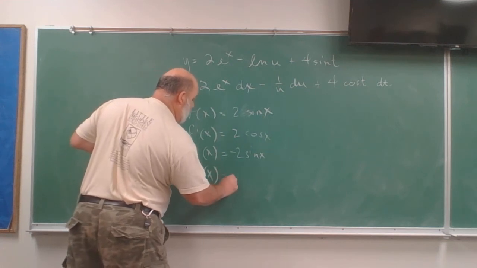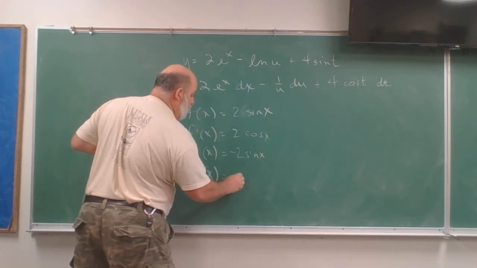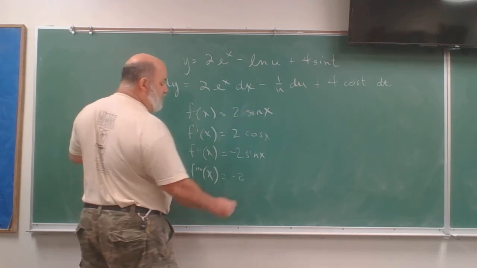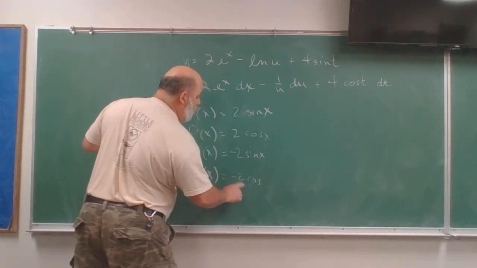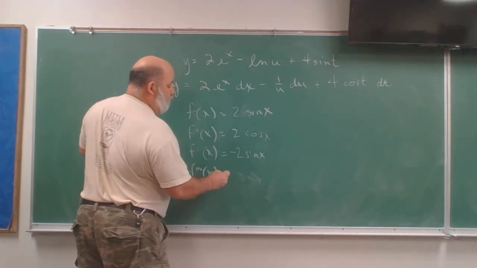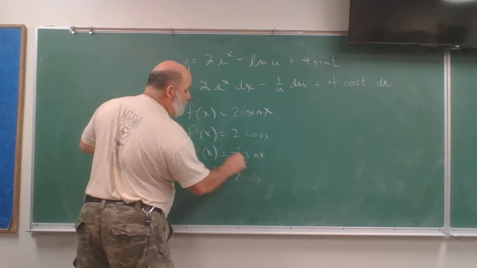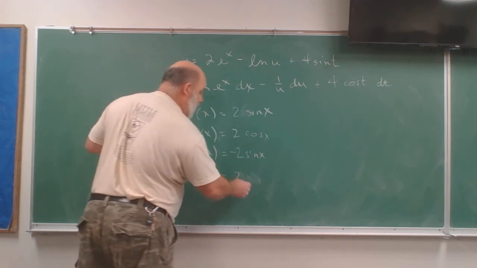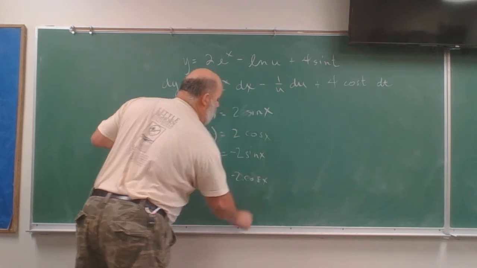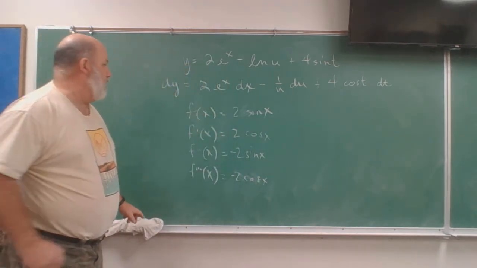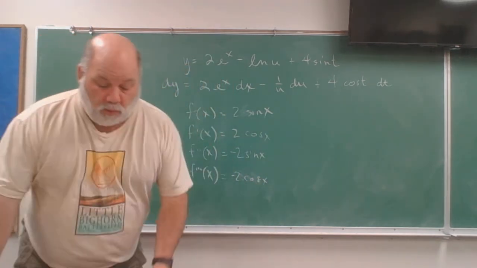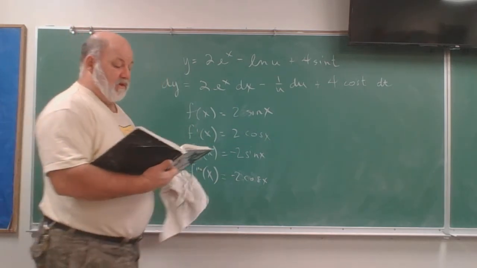Third derivative, still that negative 2. What's the derivative of sine, cosine? Or I could have thought of it as 2, and what's the derivative of negative sine, negative cosine? Either way, you get negative 2 cosine x. We have only one left to do, number 12. It's relatively involved.